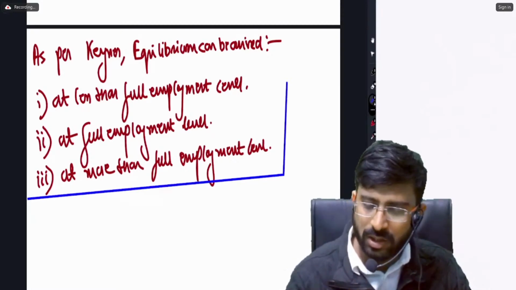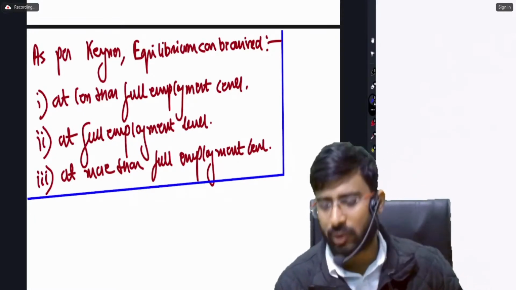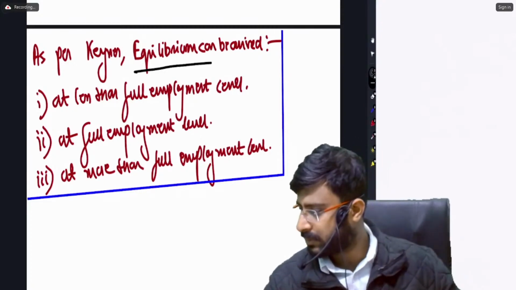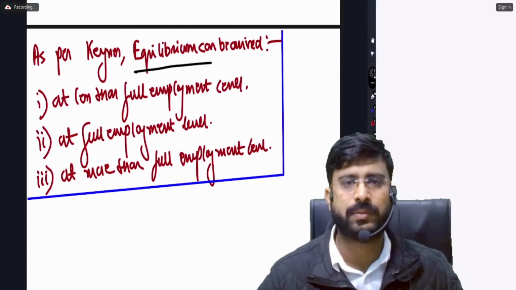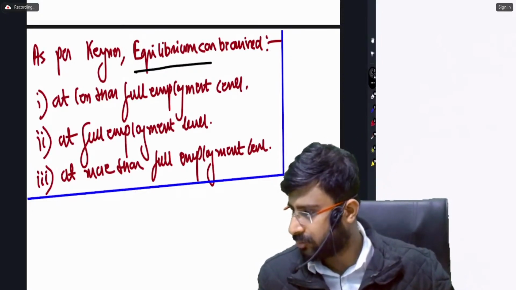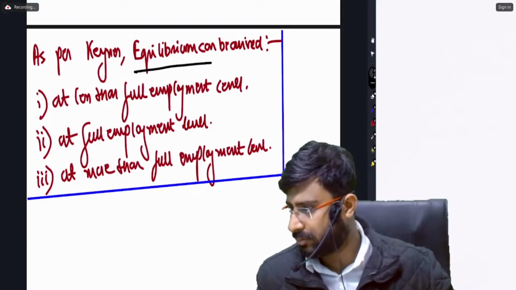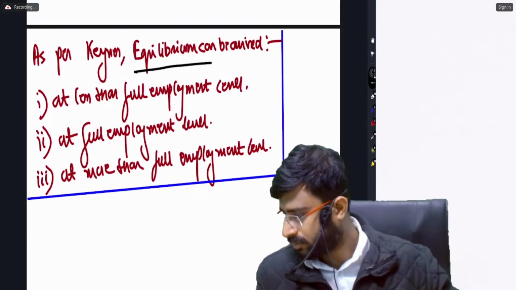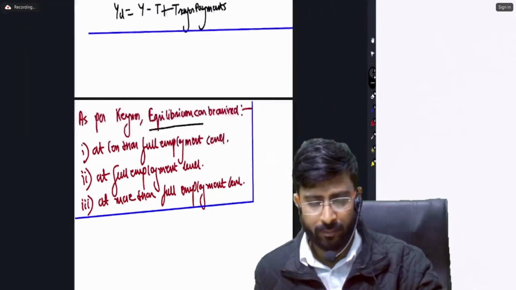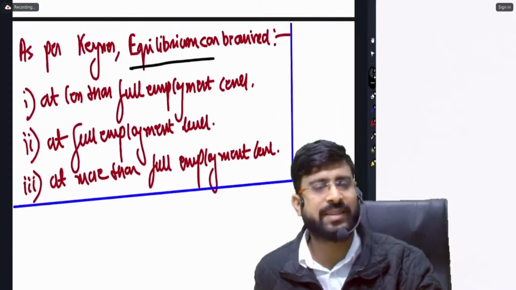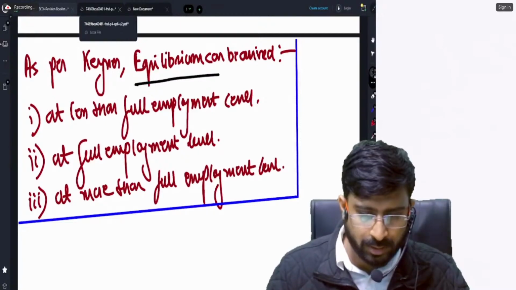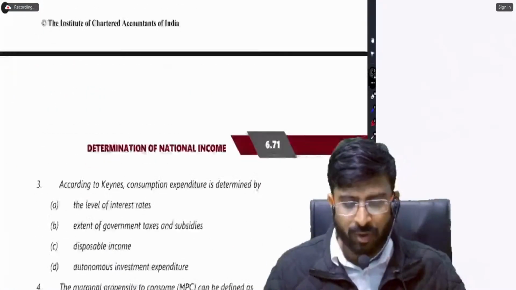Equilibrium तीनों जगह अचीव हो सकता है. That is what Keynes said. This is just for your remembrance. In exam, you don't have to write any description. Moving on.